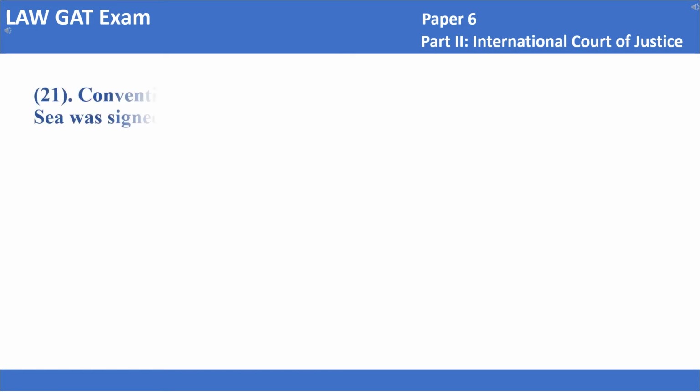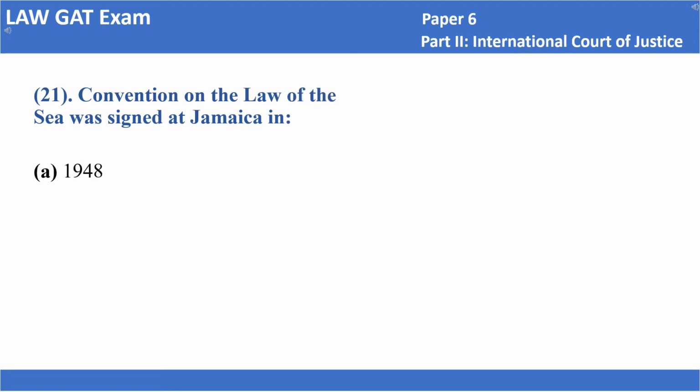Convention on the Law of the Sea was signed in Jamaica in? Is it option A, 1948, option B, 1975, option C, 1982, or is it option D, none of these? The correct answer is option C, 1982.